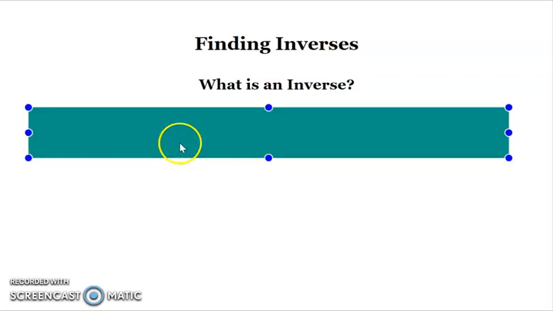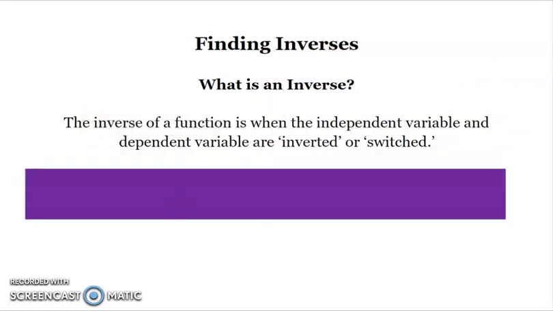What is an inverse? You know inverse operations and all that stuff, but here we're going to look at functions. The inverse of a function is when the independent and dependent variables are inverted, or switched. Let's think about that. Switched. What does that mean? Independent, dependent. The independent variable is usually the x. The dependent variable is your y.